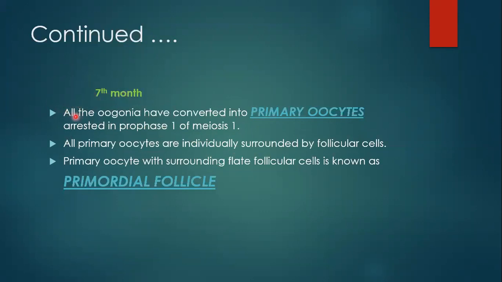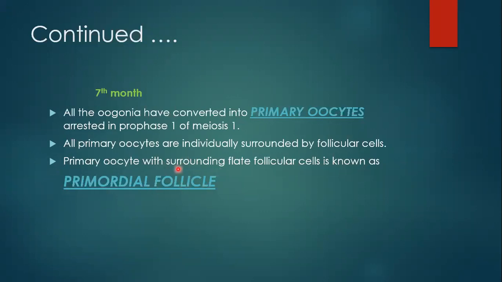The first thing which happens in this era is that all the oogonia are converted into primary oocytes and arrested in prophase 1. The second thing which happens during the 7th month is that all the primary oocytes, not collectively, not in groups, but individually, are surrounded by the follicular cells. You remember, these are the cells which were derived from the surface epithelium of the ovary, right? The primary oocytes, with the surrounding flat follicular cells, are known as the primordial follicle, right?